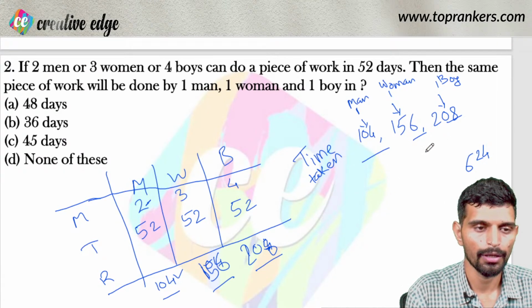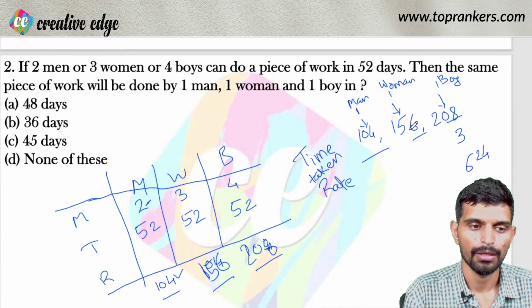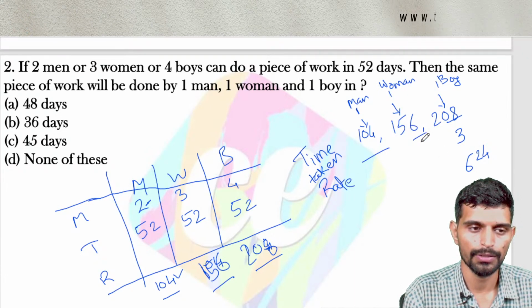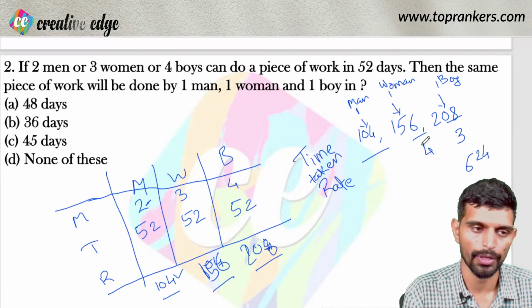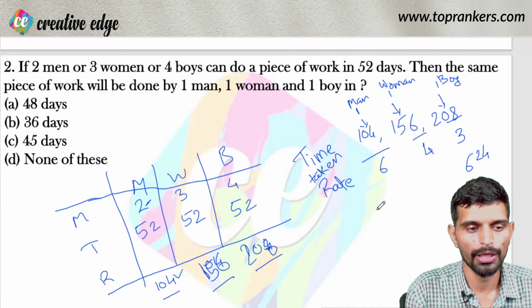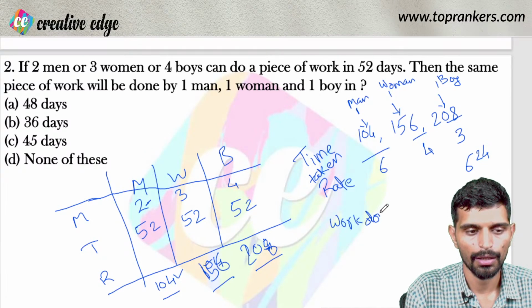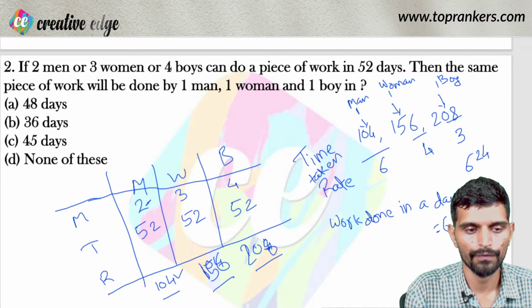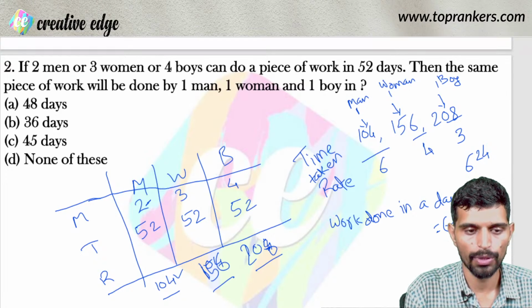So rate of boy is 3 units. This is the rate, right? Rate of woman is 4 units, and rate of man is 6 units, since 104 times 6 is 624. So work done in a day is the sum of the work done by one man, one woman and one boy in a day, that is 13 units, and total work to be done is 624 units.